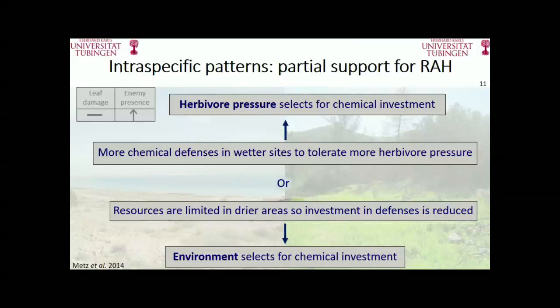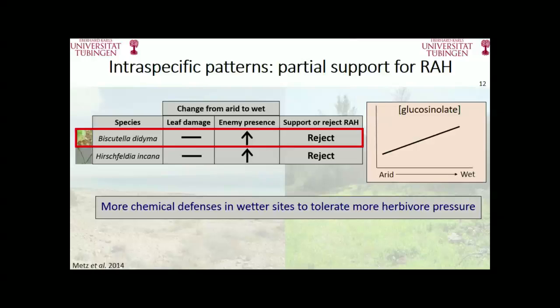and therefore we suggest that the environment selects for chemical investment. And previous work on Biscutella didyma on this gradient looked at the glucosinolate concentration, and this showed an increase from the arid to the wet. And so these results, together with the novel results from my experiment of this constant leaf damage with an increase in enemy pressure, allow us to suggest that actually it is more chemical defenses in wetter sites to tolerate more herbivore pressure.